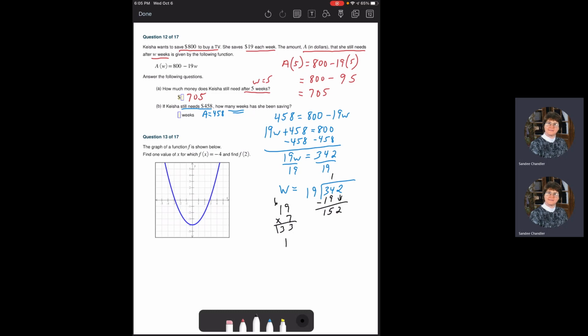Let's try 8. 19 times 8. That's 72. 8 and 7 is 15. Yes, so 8 works. It's 152. And there we are. 18 is our answer. So the answer is 18 weeks. Alrighty, math is our friend.